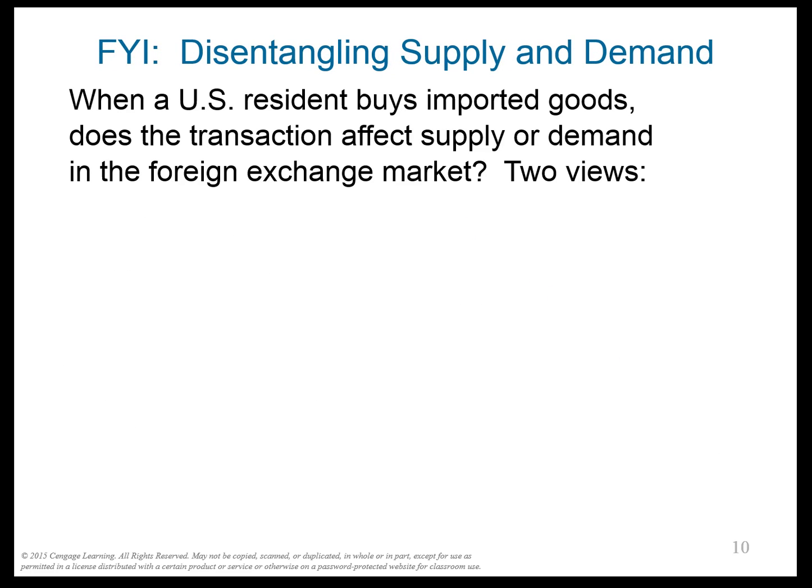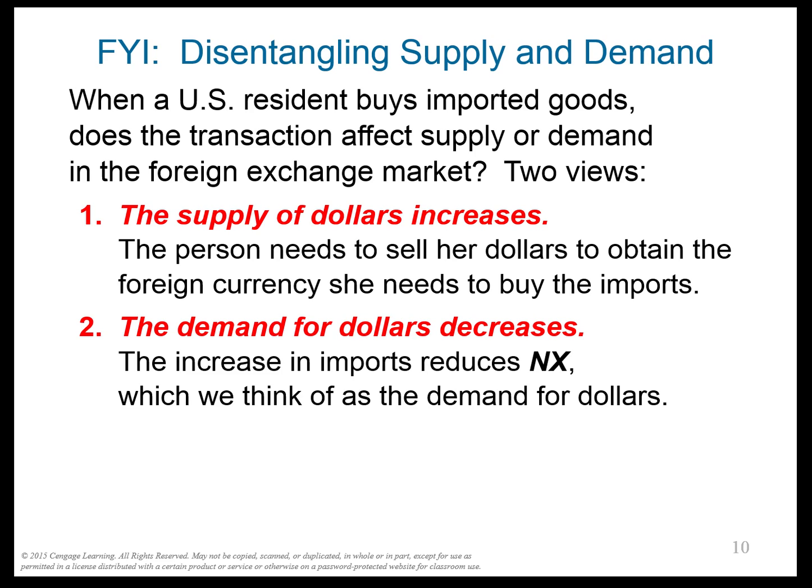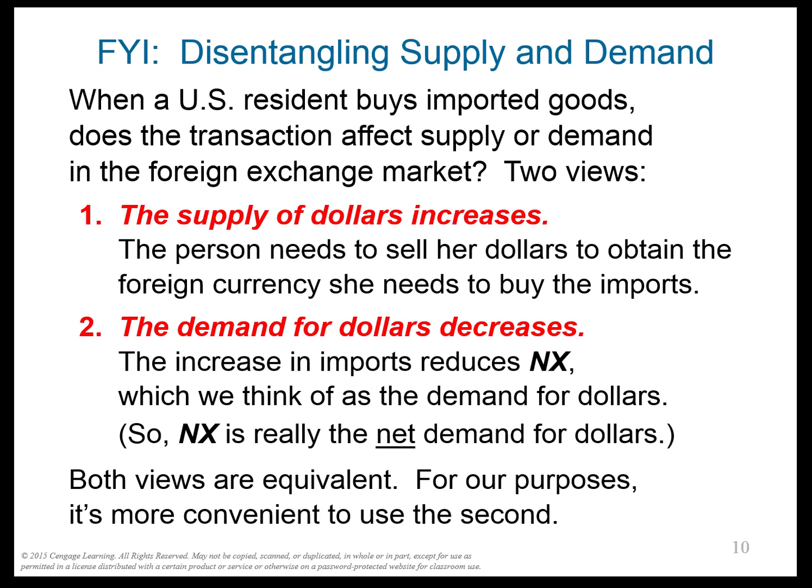Okay, just to know how to use this model a little bit better in the market for foreign exchange, let's ask ourselves a question. When a U.S. resident buys imported goods, does the transaction affect supply or demand? Well, you can think of it two ways, and they're actually both the same. The supply of dollars increases because the person needs to sell the dollars to obtain the foreign currency she needs to buy imported goods. Or you can think of it as the demand for dollars decreasing because the increase in imports reduces NX, and NX, don't forget, is the demand for dollars. So we're going to call NX the net demand for dollars. Both views are the same. For our purposes, it's a little bit easier to use the second, so we will.